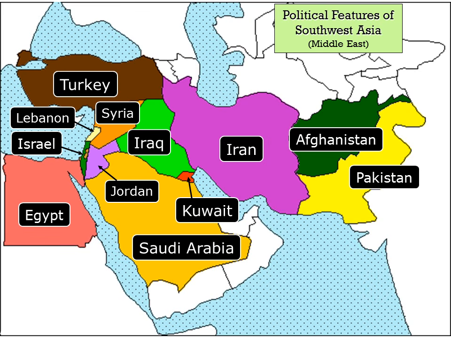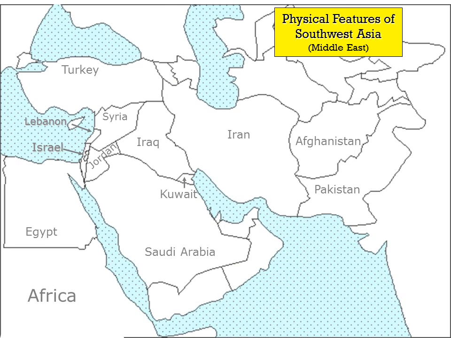So there you have it, your political features of Southwest Asia. Not bad. So let's spend a few minutes learning some of the physical features. Okay, we're going to start our study of the physical features of the Middle East by looking at the major water features. Now let's start over here by looking at the Red Sea.